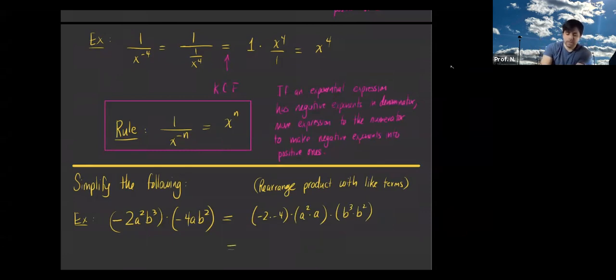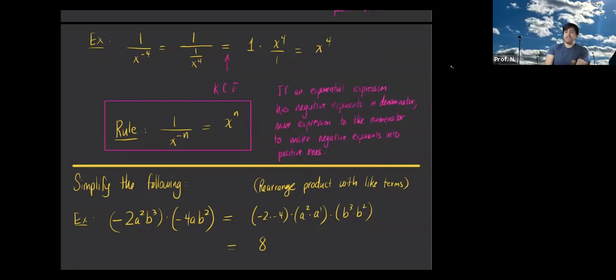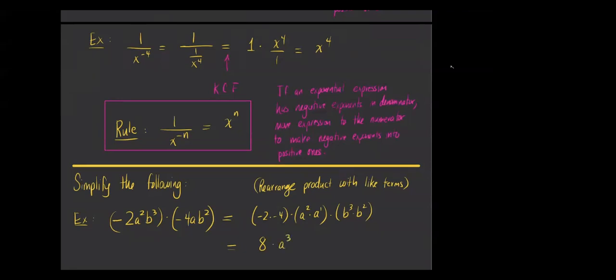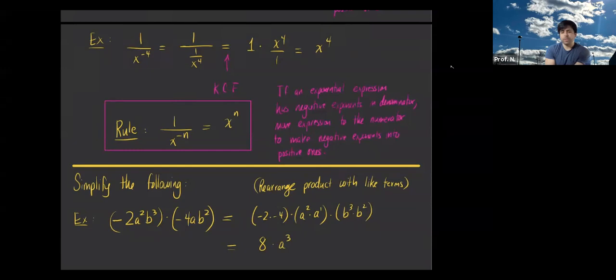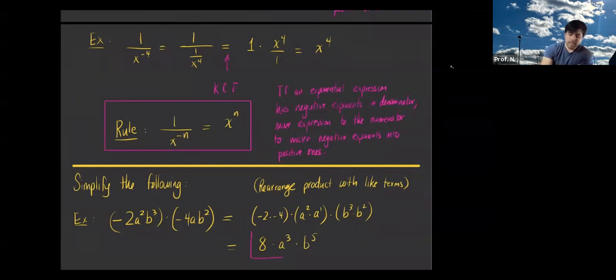Negative 2 times negative 4 is positive 8. A squared times a to the first power, whenever you don't see any number, there's a 1 there. What do you do with the exponents? A squared times a to the first power is the same base. What do you do with the exponents? You add. So it's a cubed. And then b cubed times b squared will be what? B to the 5th power. Thank you. And so therefore, the result is a cubed b to the 5th power.